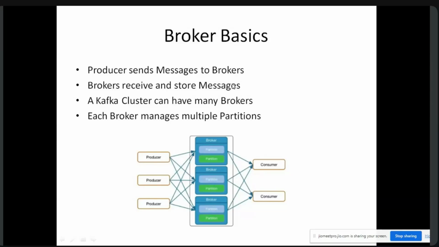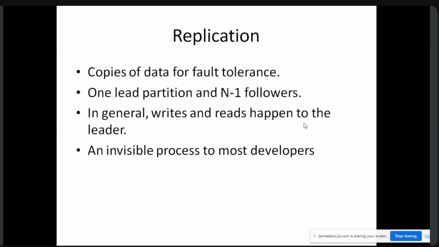So producer sends a message to broker. Broker receives and stores the message. This we also know. A Kafka cluster can have many brokers. That is also correct. Each broker manages multiple partitions. So I think there is no doubt in these 4 points.